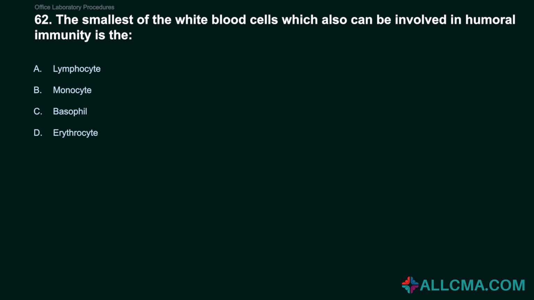62. The smallest of the white blood cells which also can be involved in humoral immunity is the A.